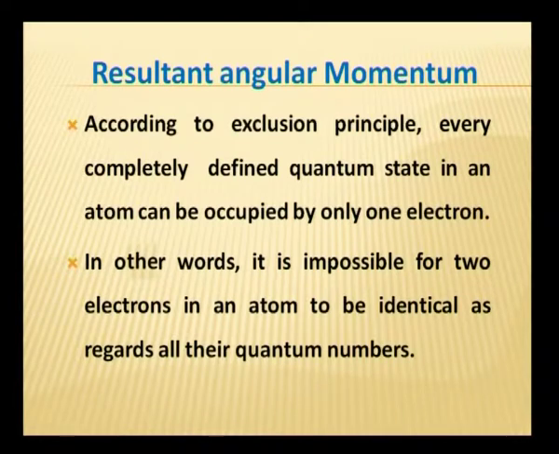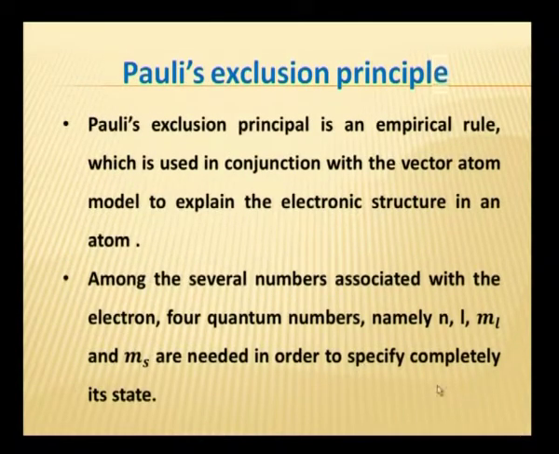What do you mean by completely? What do you mean by quantum state? When you have a set of values n, l, ml, ms for a particular electron, that is a quantum state. No other electron in the atom can have the same set of quantum numbers. Again, I will tell you, when I am talking about n, l, ml, ms, there can be only one particular set. When you talk of some other set, at least one number should be different.